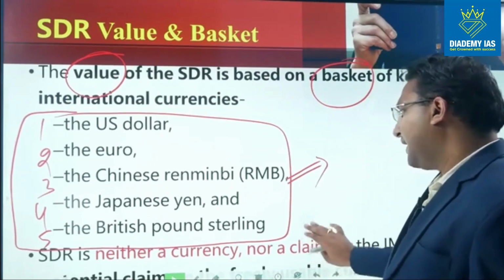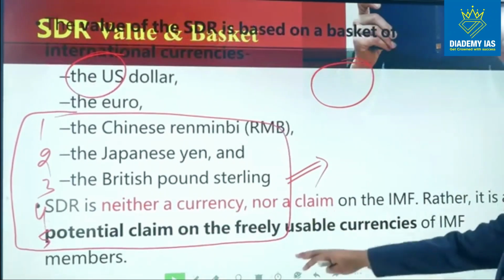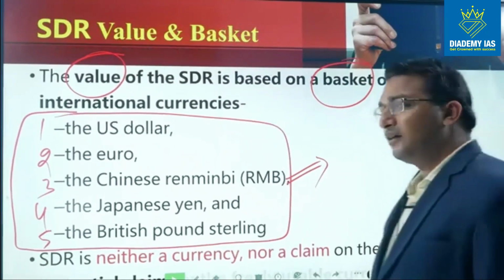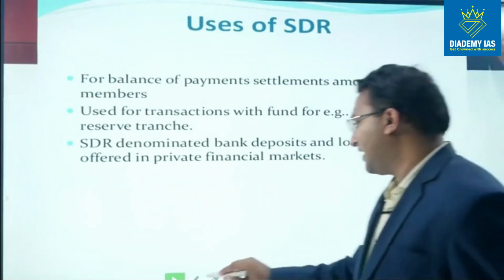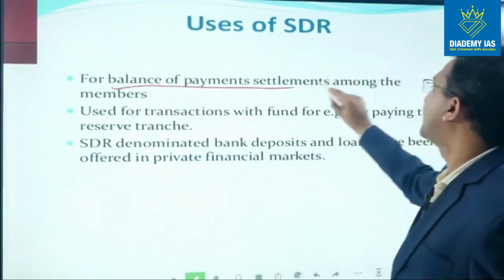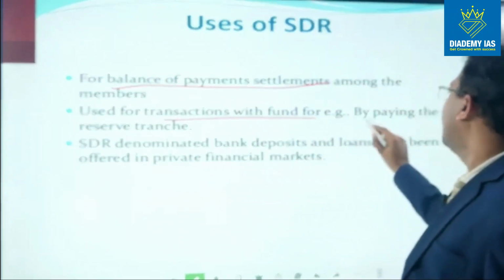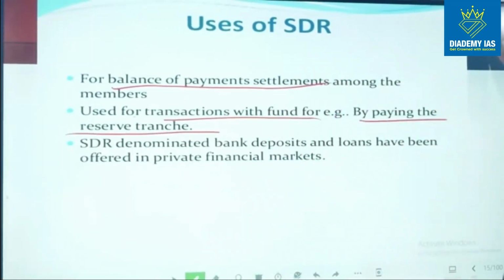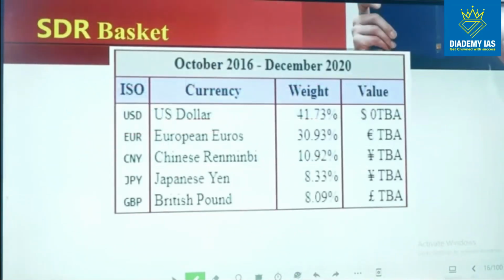So SDR is neither a currency nor a claim on the IMF, rather it is a potential claim on the freely usable currencies of the IMF members, right? So it is neither a currency nor a claim. What is the use of SDR? For balance of payment settlement. This is very, very crucial. The purpose is balance of payment settlement among the members. It can also be used for transactions with the fund, for example for paying the reserve tranche. SDR denominated bank deposits and loans have been offered in the private financial market. So these are the uses of SDR.